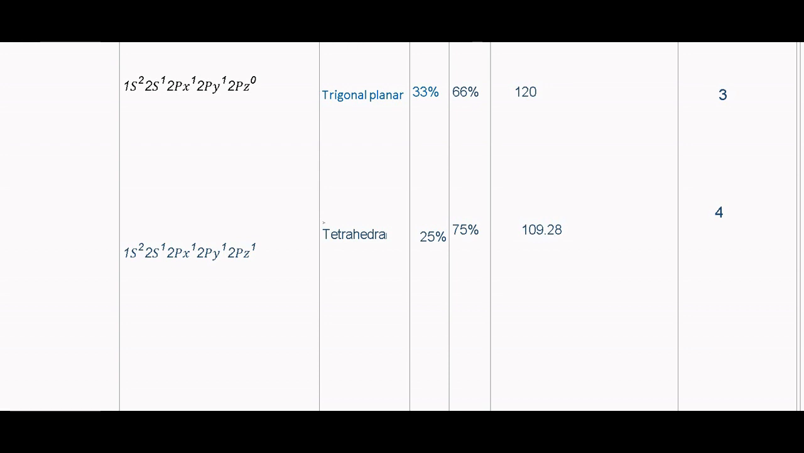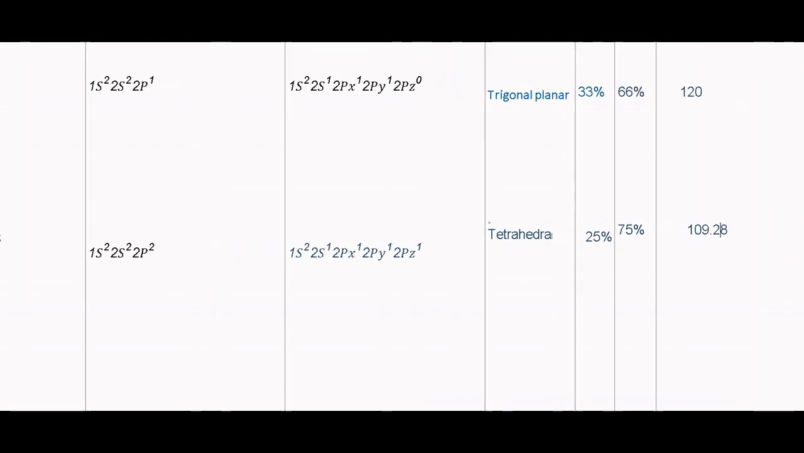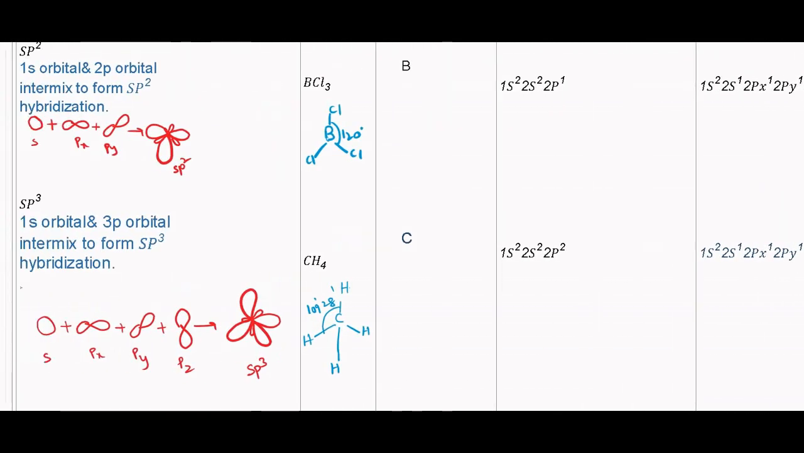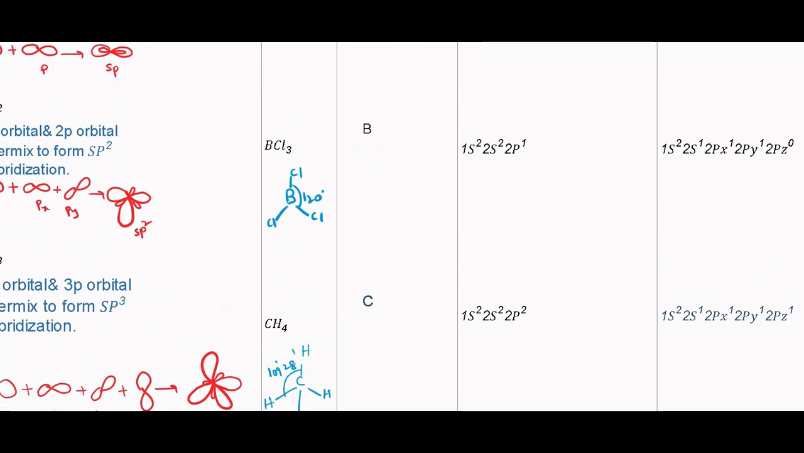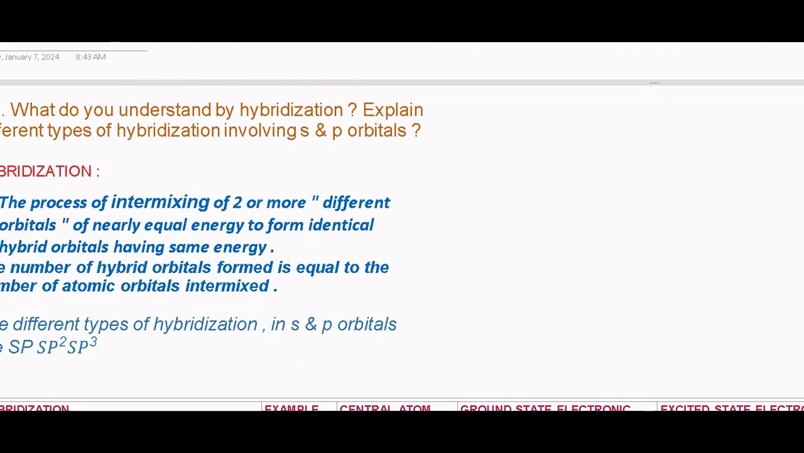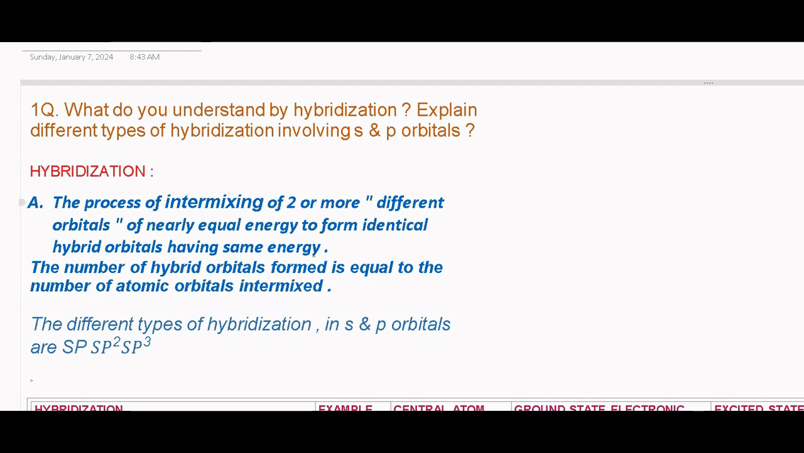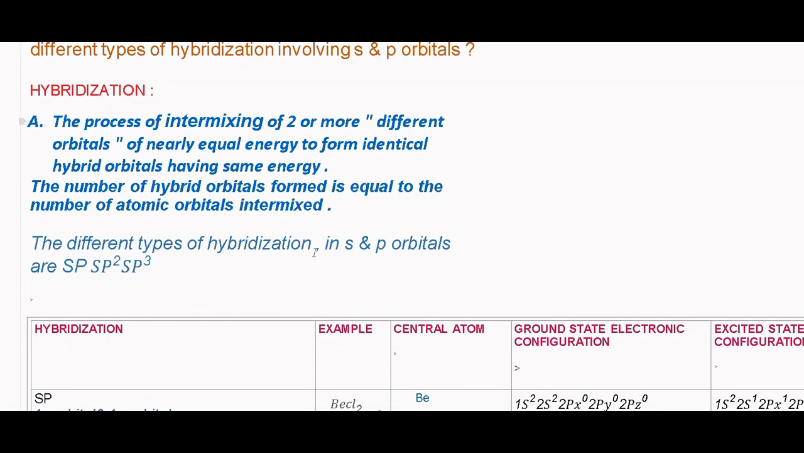This is the short notes of hybridization. Here we covered all the points. Instead of writing a long answer, you can write like this also. This is all about hybridization and types of hybridization. Is it clear? So you should memorize this one, definition first of all.